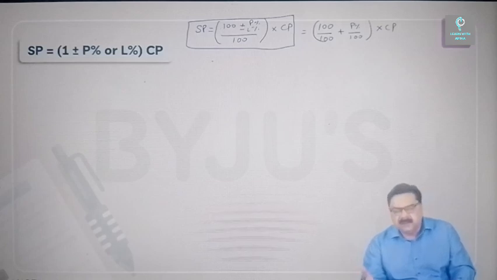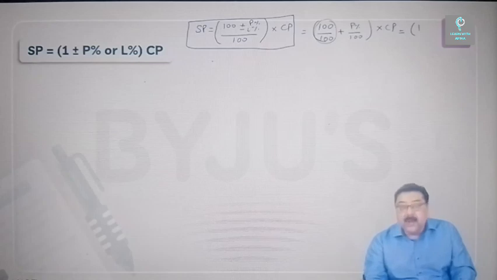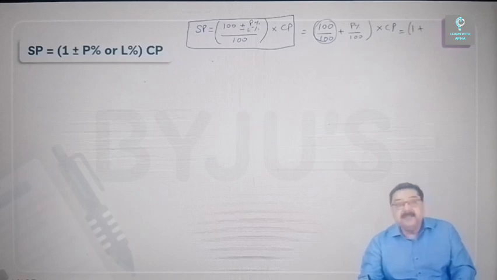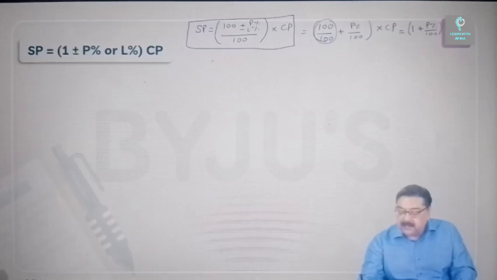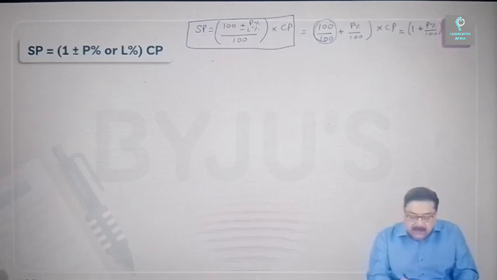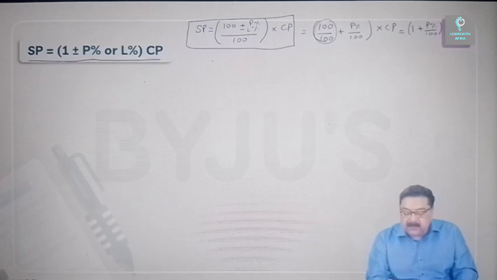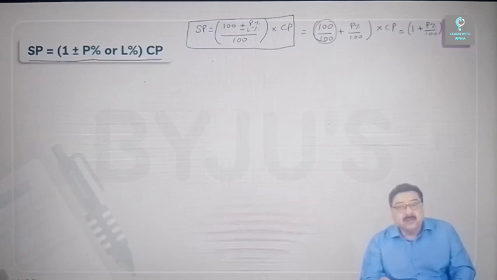Let us take the case of profit. So this shall be written as 100 by 100 is 1, and because it is profit percent, this shall become P by 100 into CP. Kindly remember this. Now 100 by 100 is 1 and profit percent here shall be taken as P percent by 100 into the cost price. So what you got to remember is selling price equals 1 plus or minus profit percent or loss percent into cost price. This way you will be able to solve the questions much faster.